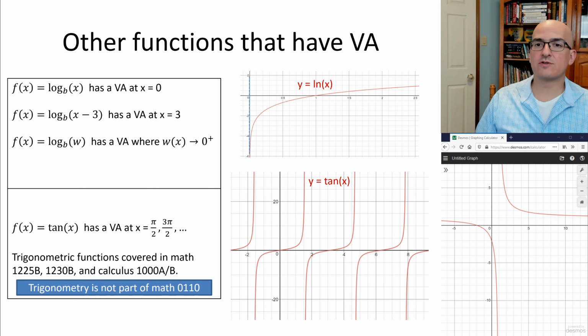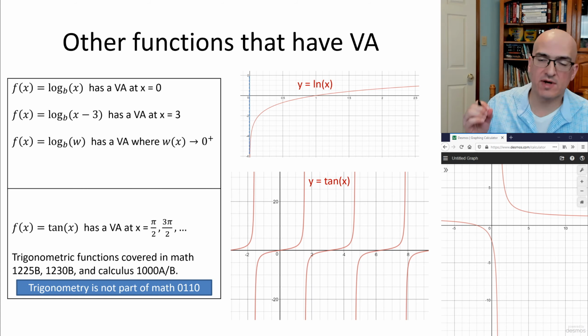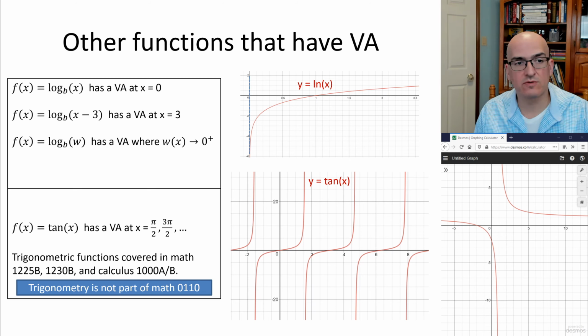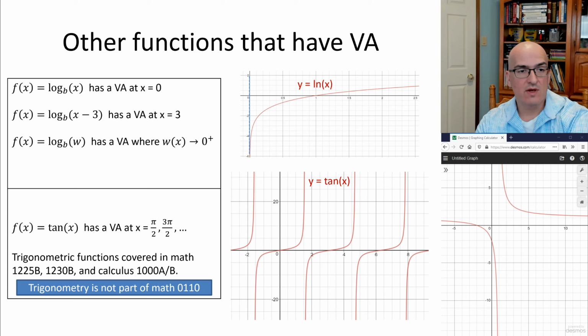In addition to rational functions, having functions with denominators, having the potential for a vertical asymptote, another type of function that can have a vertical asymptote is a log function. So log base b of x has a vertical asymptote when x is 0. Log base b of x minus 3 has a vertical asymptote when x is 3. What's going on is every time the argument of the log function, the part being plugged into the log function, goes to 0, then the log function is going to have a vertical asymptote there.